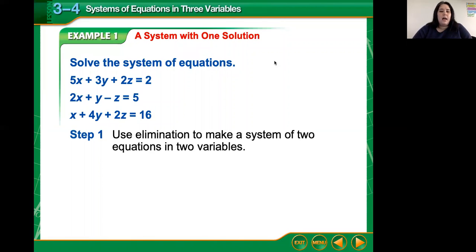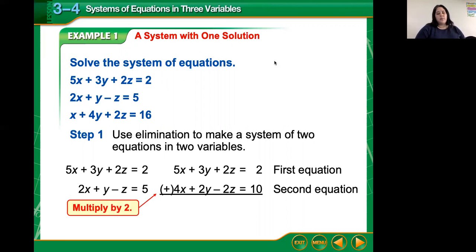So here we're going to use elimination, and we have 5x plus 3y plus 2z equals 2, 2x plus y minus z equals 5, x plus 4y plus 2z equals 16. We're going to use elimination to get down to 2 variables. The first one we're going to do is the first and second equations. We multiplied the second equation by 2 so that we have opposite coefficients in our z term. When we do that, we end up with 9x plus 5y equals 12.